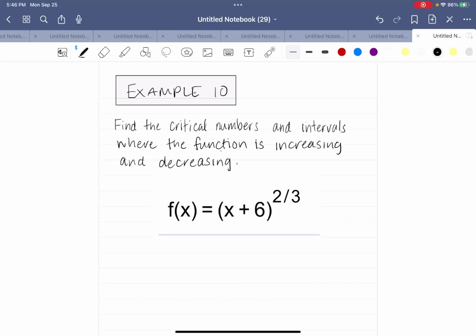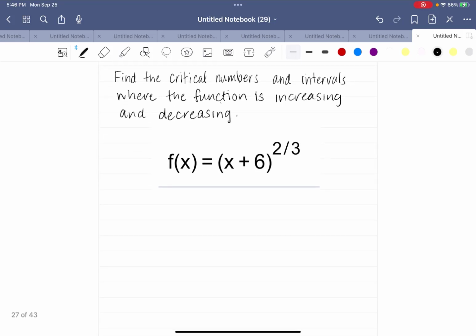Example 10. Find the critical numbers and intervals where the function is increasing and decreasing. This is for f of x equals (x plus 6) to the 2/3. The first important thing to realize is that this is also a root. It is the cube root of (x plus 6) squared. And since you can have a negative inside of a cube root, the domain of our function is not restricted at all. It's from negative infinity to positive infinity.